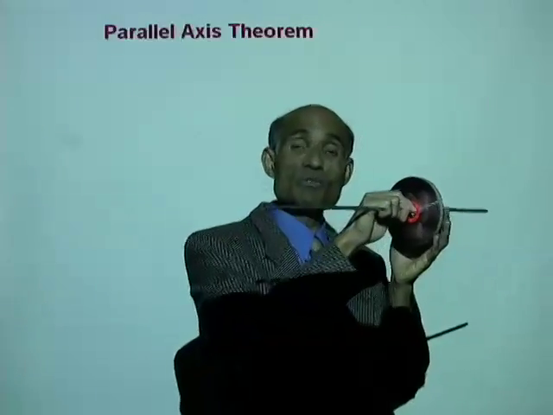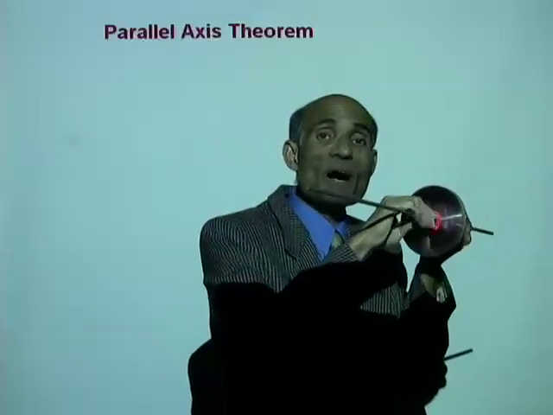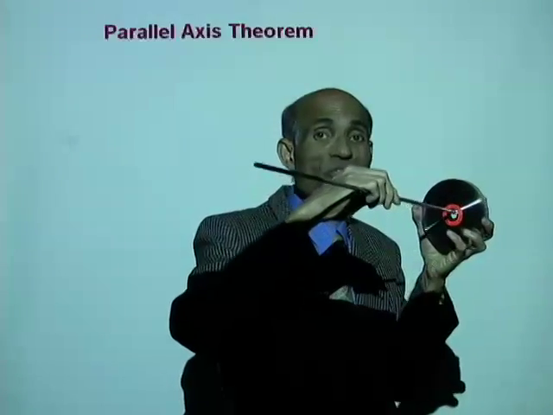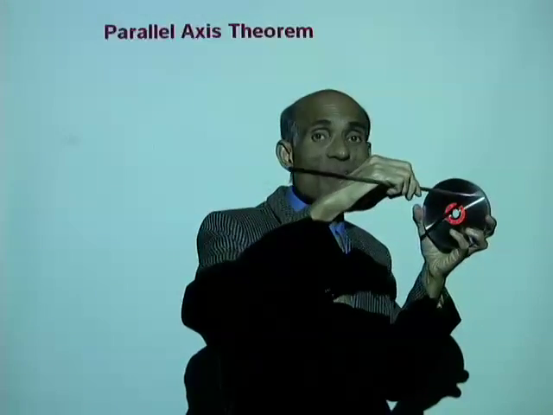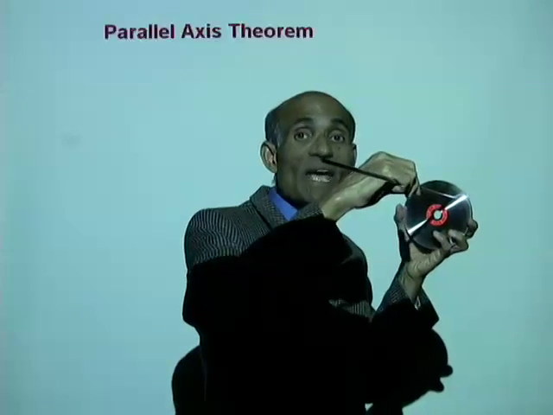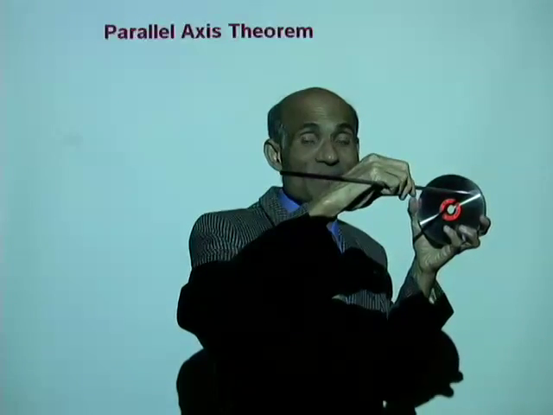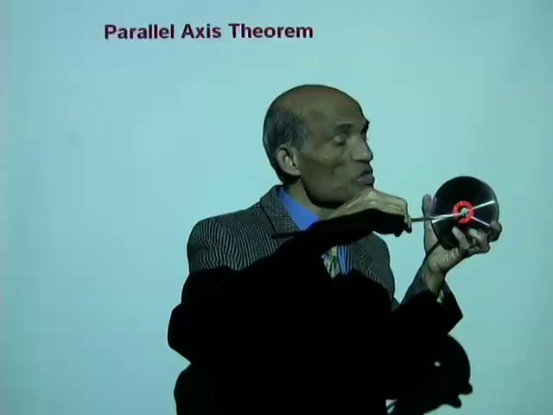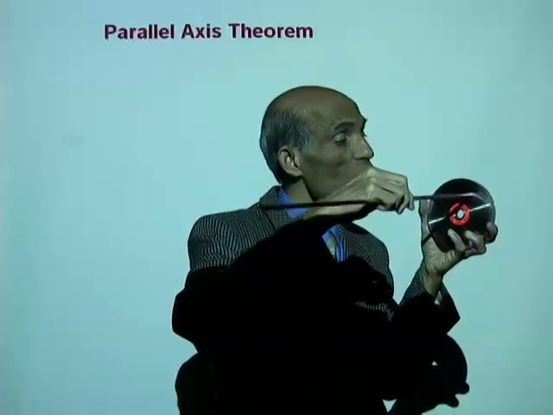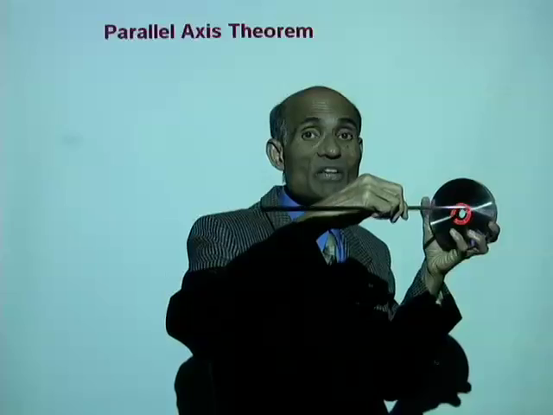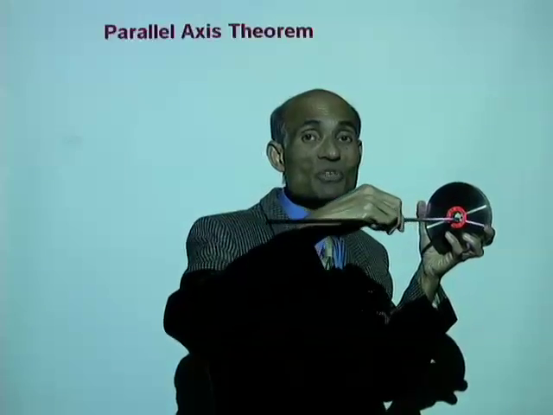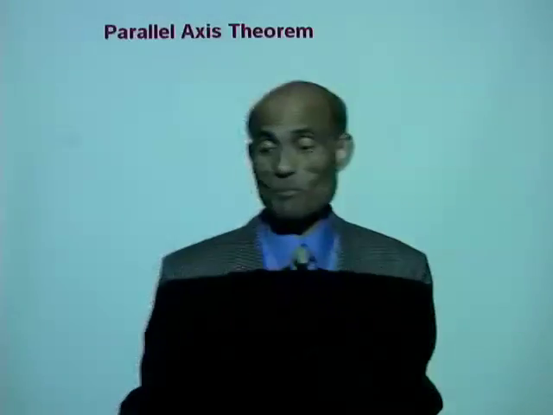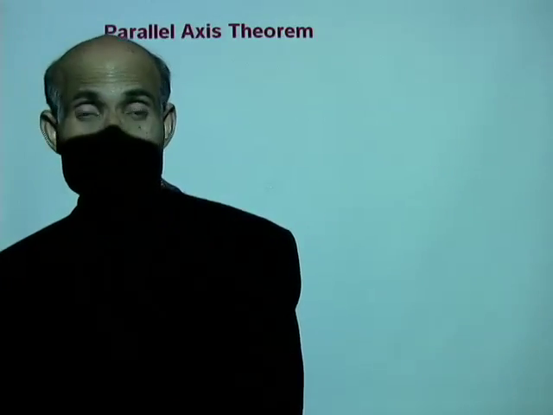Okay, if you know the moment of inertia about an axis through its center of mass, then you can find the moment of inertia of that object about any other axis, as long as you know the perpendicular distance between the new axis and the axis that passes through the center of mass. And that is what the parallel axis theorem gives you.